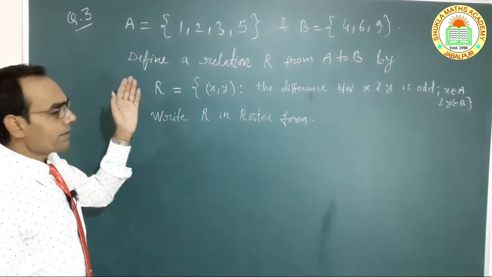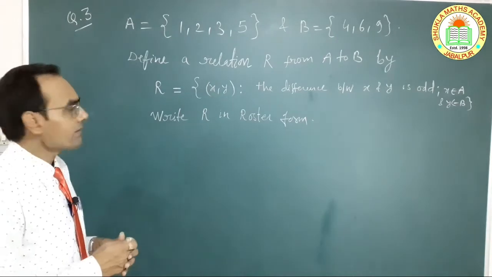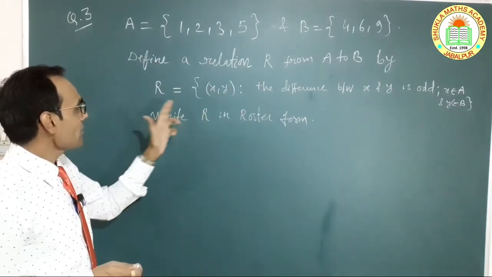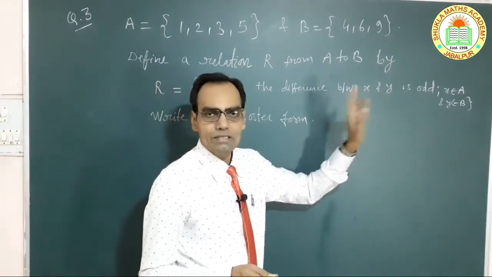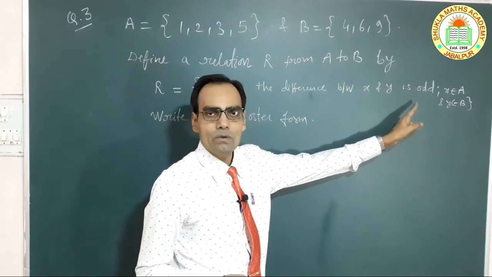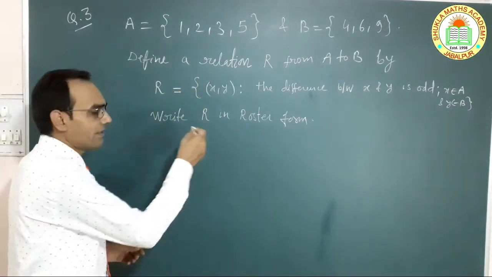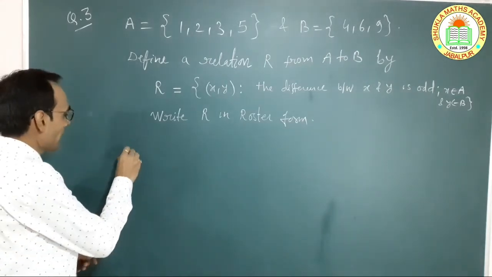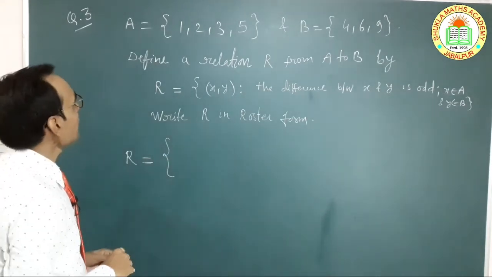So we have given A equal to {1, 2, 3, 5} and B equal to {4, 6, 9}, two sets, and define a relation R from A to B by R equal to {(x, y) such that the difference between x and y is odd}, where x belongs to A and y belongs to B. So write R in roster form. So we have to find the relation R. Now we will find relation R, that is the odd pair set.